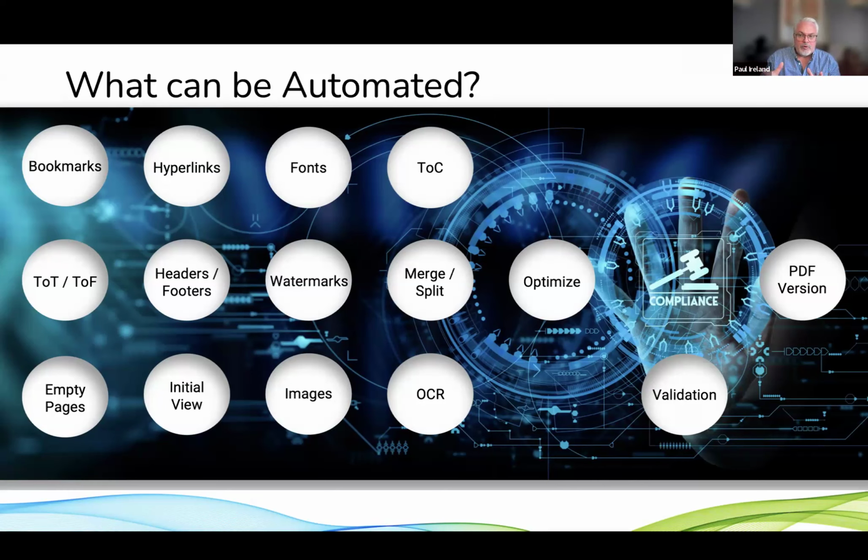So you could also reprocess a file with the rendering tool to fix or set a number of options that maybe weren't set when the PDF was originally created. So we're going to have a look at some of this as well, at what can be automated.